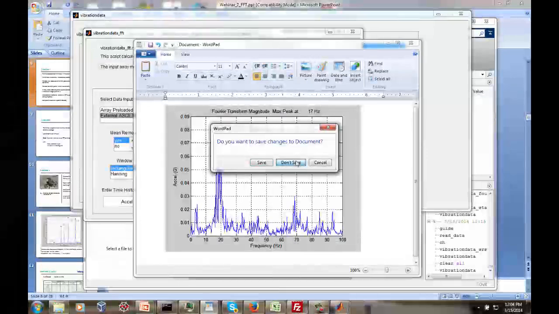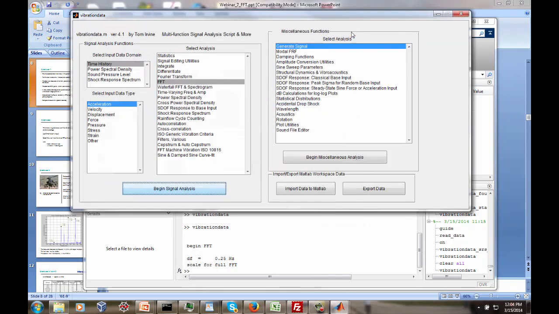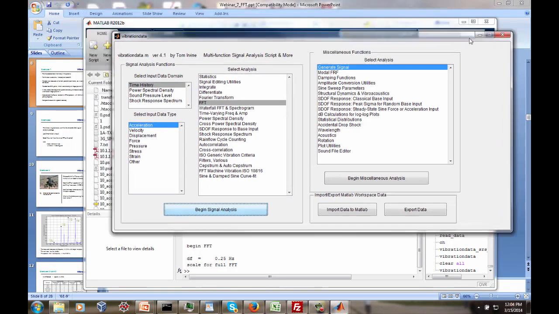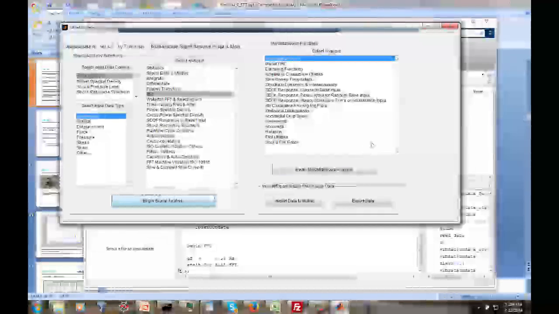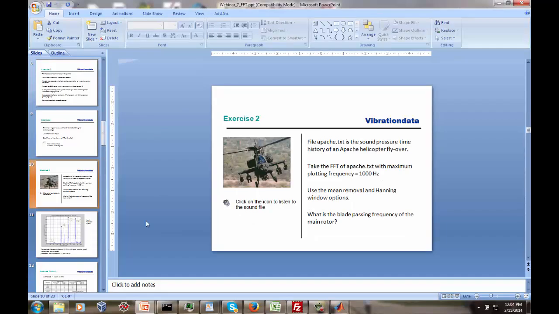Okay. We're going to move along, and we're going to do an exercise that is very fun. This might be one of the funnest exercises we do in this class. We're going to look at a piece of data, and this is going to be an Apache helicopter flyover. This is going to be an audio recording, and we're going to take the FFT going up to maybe 1,000 Hertz, or maybe only to 500 Hertz. We'll use mean removal and a Hanning window.